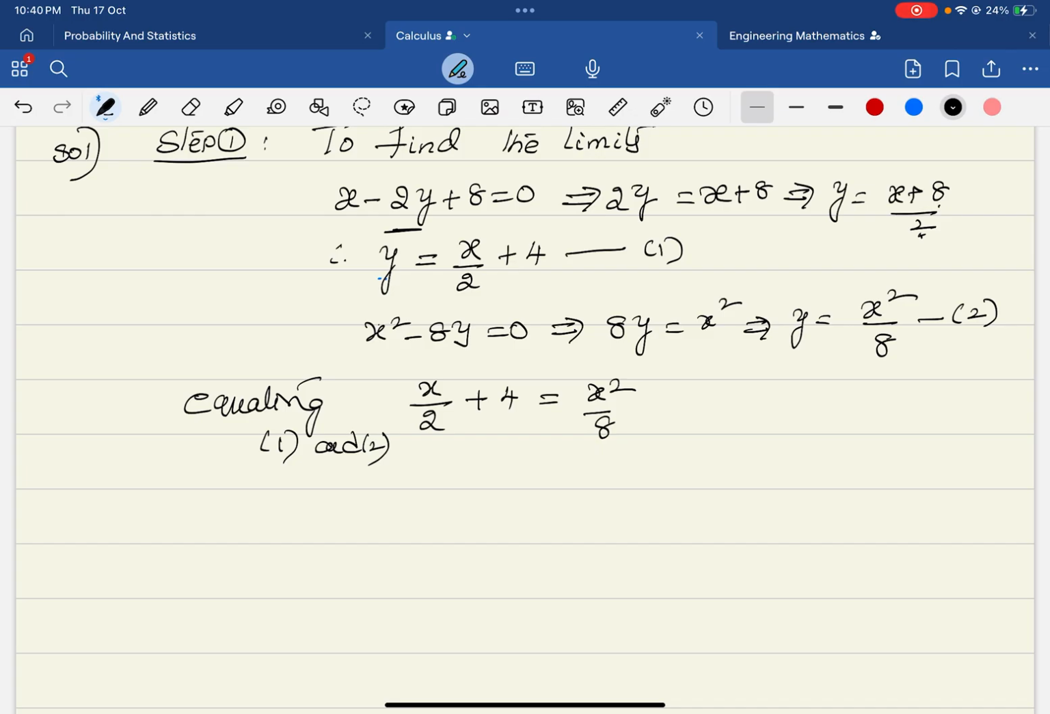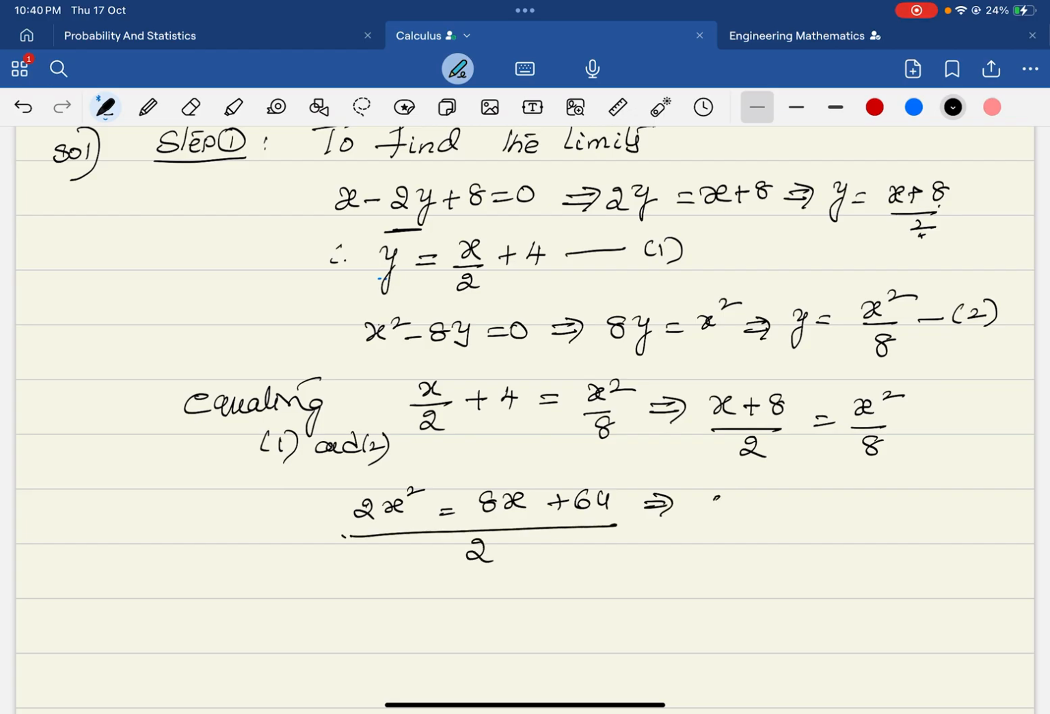It is giving you that x plus, I can write 8 over 2 is equal to x square by 8. Now when you do the calculation here, it is 2x square is equal to 8x plus 64. So that implies I can cancel off with the 2. Totally I can cancel with the 2, right?